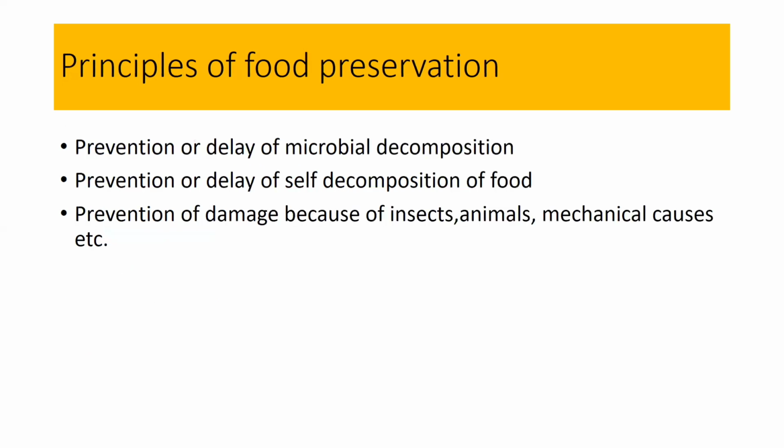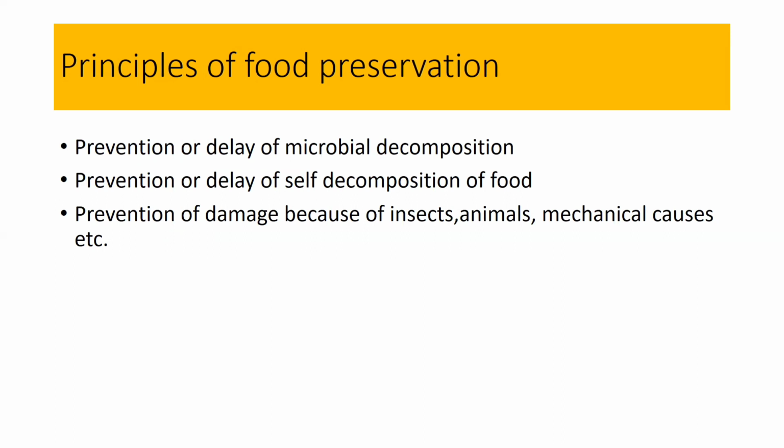Next, coming to the principles of food preservation. Basically, there are three principles: prevention or delay of microbial decomposition, prevention or delay of self-decomposition of food, and prevention of damage because of insects, animals, mechanical causes, etc. Coming to the first one, prevention or delay of microbial decomposition. It is done by keeping out microorganisms, that is asepsis, which we have already discussed, by removal of microorganisms such as filtration, by hindering the growth or activity of microbes, by using low temperature, drying, etc., and by killing the microorganisms by the use of heat or radiation.